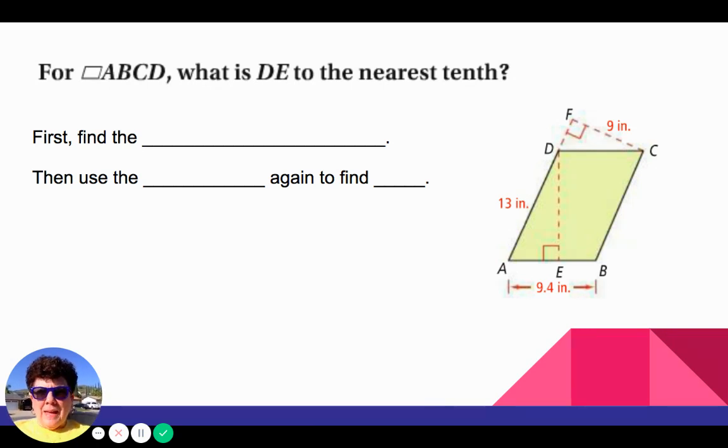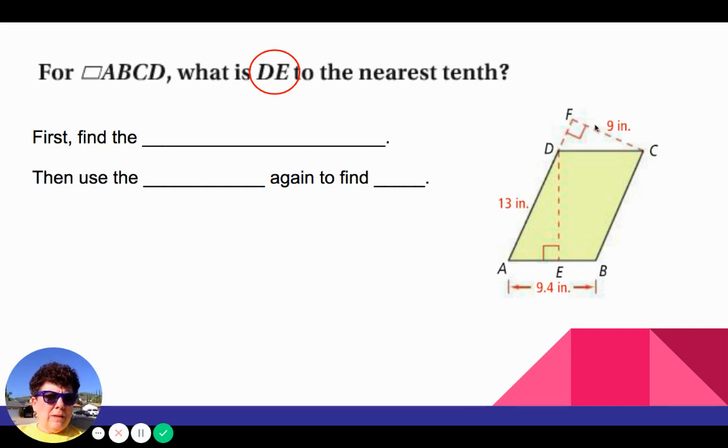Okay. So we are working on area, and we're going to look at this parallelogram. It tells us on this slide, for the parallelogram ABCD, the question is, what is DE to the nearest tenth? If you look at the parallelogram, we have some measurements. I know there's lots of lines. We see one side is 9.4 and the other side is 13 inches. So we have both sets because we know opposite sides are congruent.